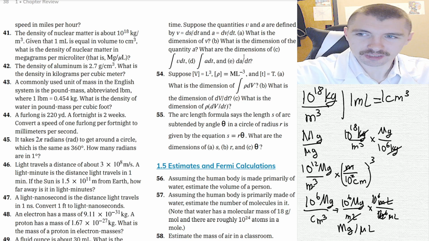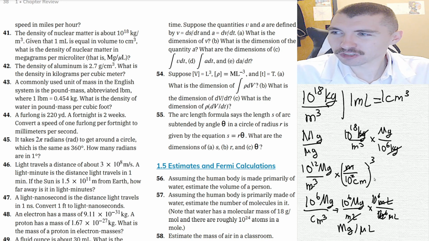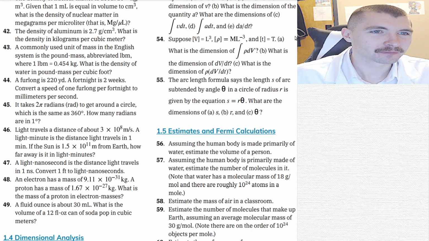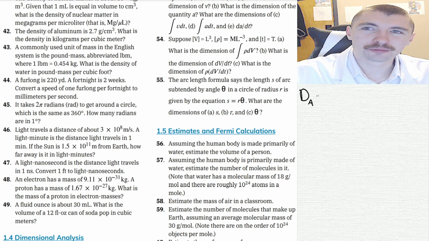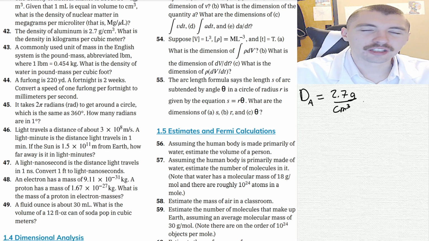All right. Let's move on. Try to get one more before we're done for the day. So density of aluminum, 2.7 grams per cubic centimeter. What is the density in kilograms? We want to know this.